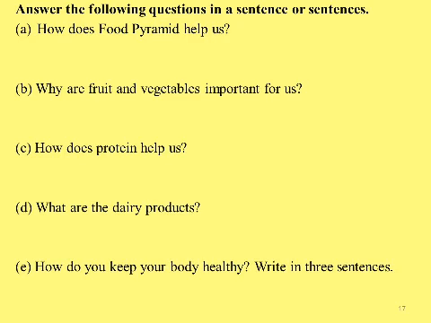This is another exercise for you. Answer the following questions in a sentence or sentences. Here you see there are 5 questions. Question number A. How does food pyramid help us? Question number B. Why are fruit and vegetables important for us? Question number C. How does protein help us? Question number D. What are the dairy products? Question number E. How do you keep your body healthy? Write in 3 sentences. I am giving you time to think and to write down all the answers in your CW copy.